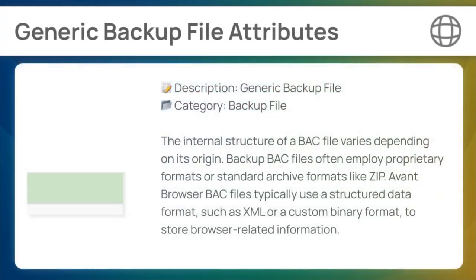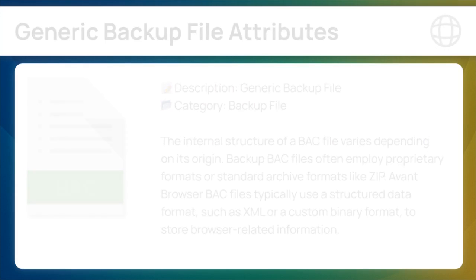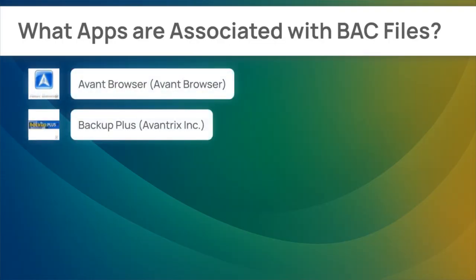The internal structure of a BAC file varies depending on its origin. Backup: BAC files often employ proprietary formats or standard archive formats like zip. Avant Browser: BAC files typically use a structured data format, such as XML or a custom binary format, to store browser-related information. Your primary software solution for BAC files should be Avant Browser from Avant Browser.